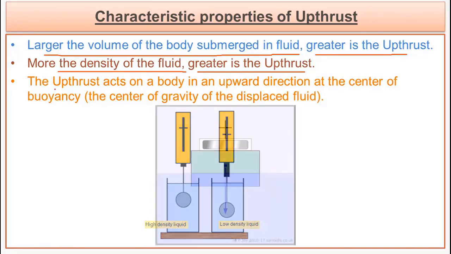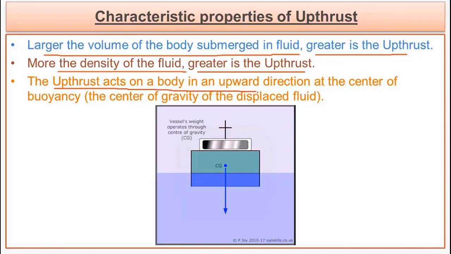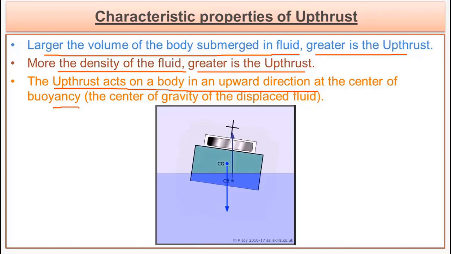Thus, we can say that the upthrust exerted by a liquid is also dependent on the density of the liquid. The upthrust acts on a body in an upward direction at the center of buoyancy or the center of gravity of the displaced fluid. What is center of gravity? Center of gravity is the point where the total weight of the body is assumed to act vertically downwards. At this point, the body is stable from either end. Whereas the center of buoyancy is the point where the total upthrust acts on the water displaced by the submerged part of the body in the liquid.